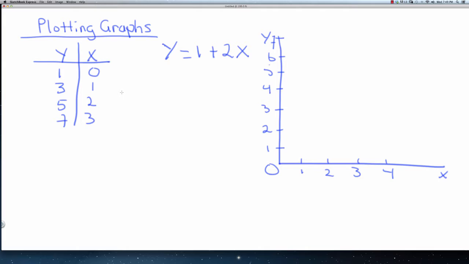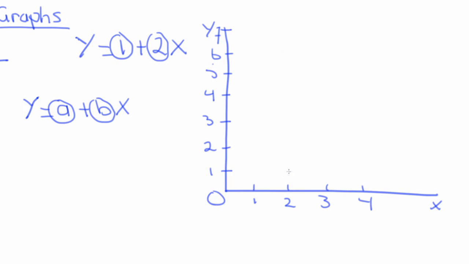Remember that the general form of an equation is y is equal to a plus bx, where a is the y-intercept and b is the slope. In our example, 1 would be our y-intercept and 2 would be our slope. The y-intercept is the value of y when x is equal to 0. In this case, when x is equal to 0, y is equal to 1.